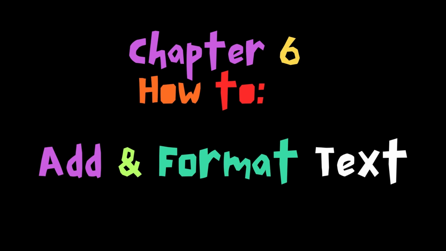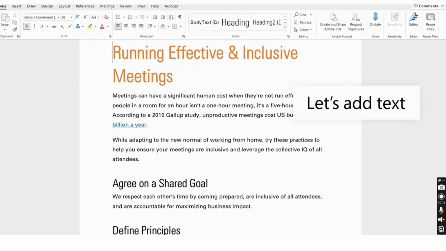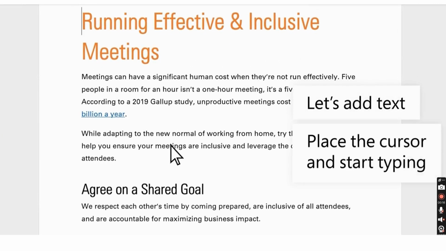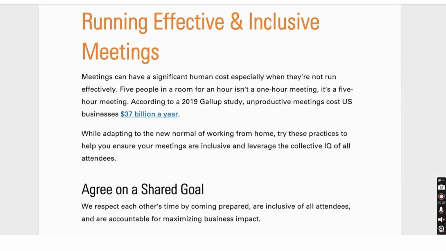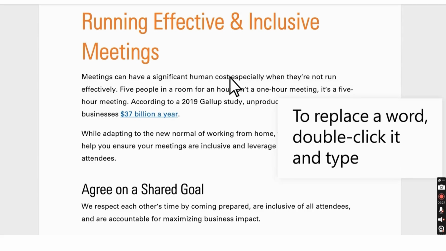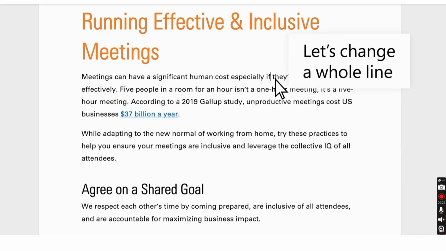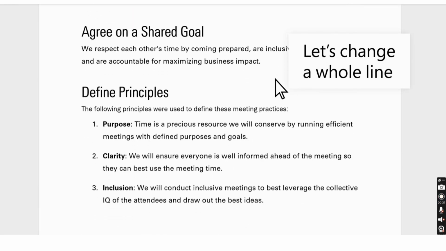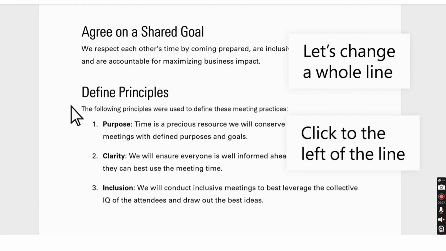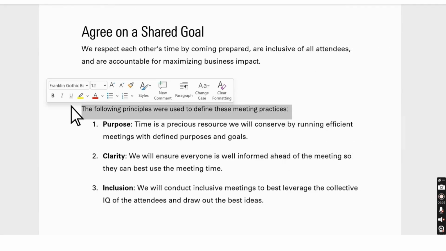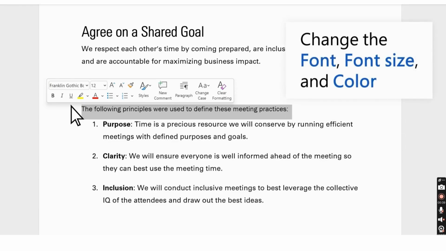to add and format text. Let's add text, and you place the cursor and start typing. To replace a word, double click it and type. That's how simple it is. You don't need to go towards the end of the word and delete character by character. You simply double click the word that you want to be replaced. And let's see if we can change the whole line. You click to the left of the line, and then voila.